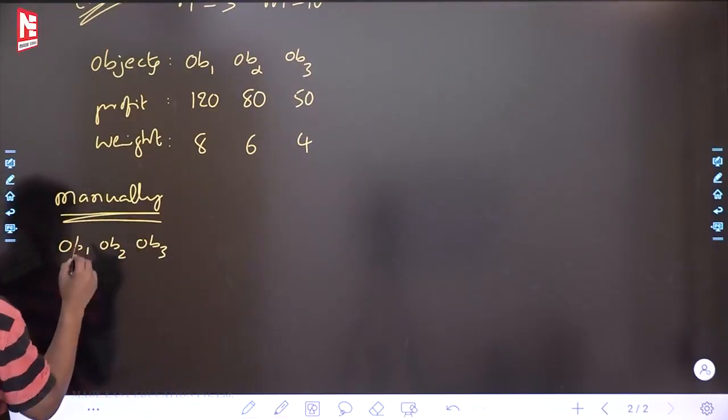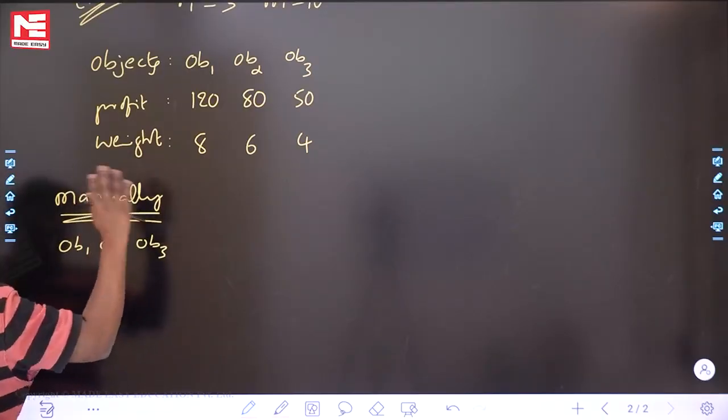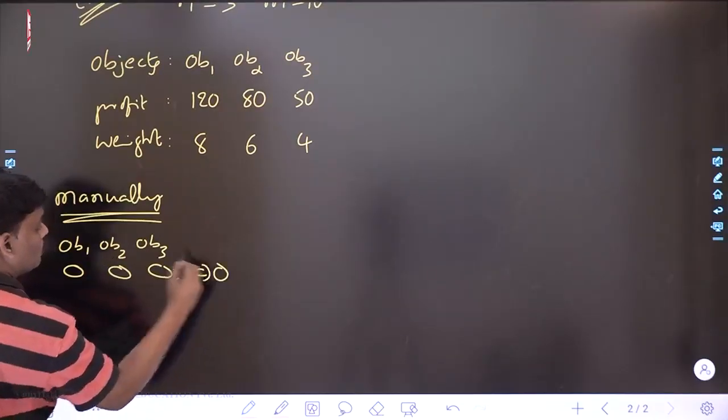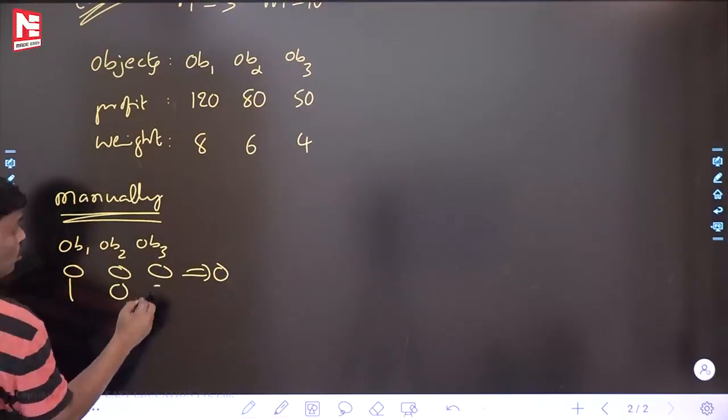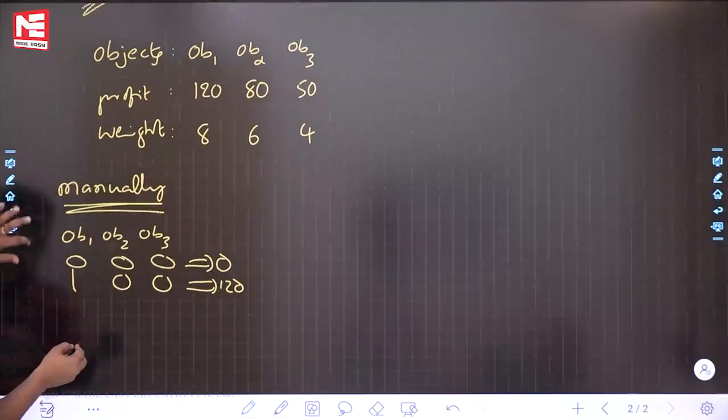So manually I am checking. 0 or 1 means what? You may take or you may not take, only one, right? Take or don't take. See this one. If you don't take any object, you will get 0 profit. If you take only the first one, how much will you get? 120. It is feasible because it is not crossing the capacity of the knapsack.